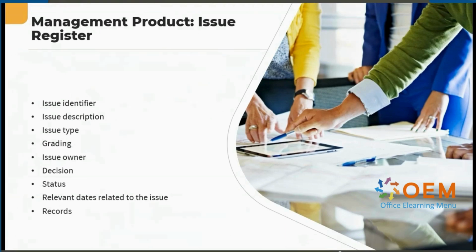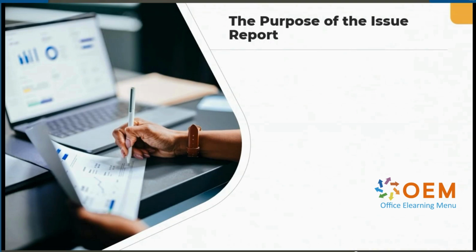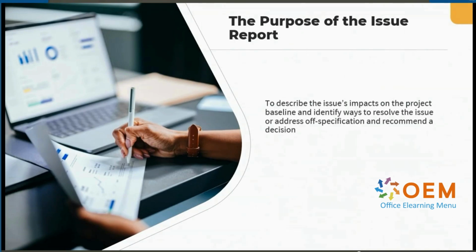And finally, we include any records, a list of the documents associated with the issue and their location. So this might be hyperlinks to an issue report. And speaking of the issue report, the purpose of the issue report is to describe the issue's impacts on the project baseline and identify ways to resolve the issue or address off specification and recommend a decision.